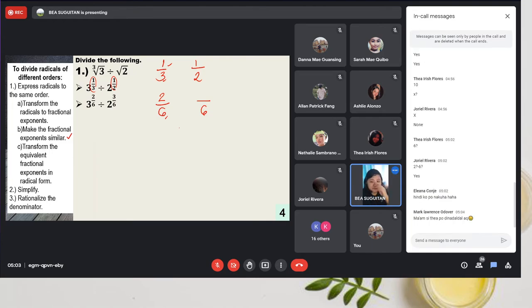Kasi, ma'am, si Thea po, dinadaldala ko. Ay, nako kayo dyan. Okay?